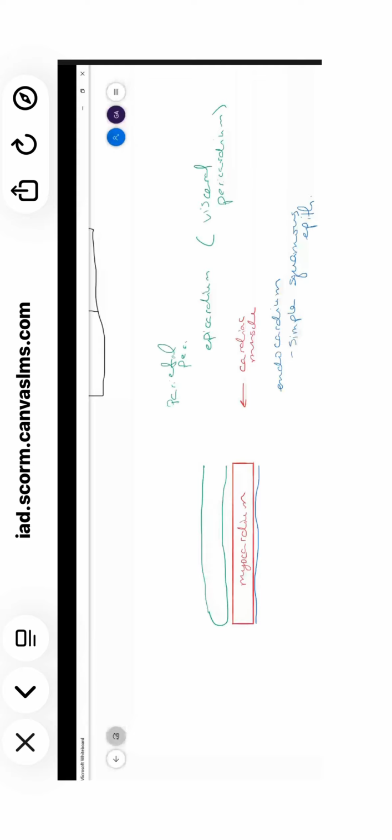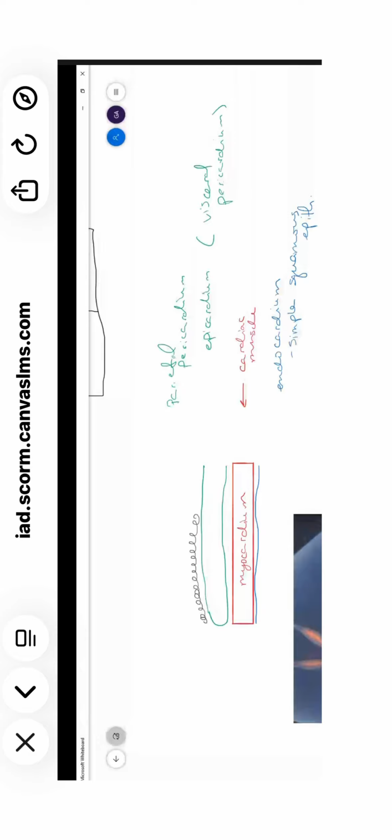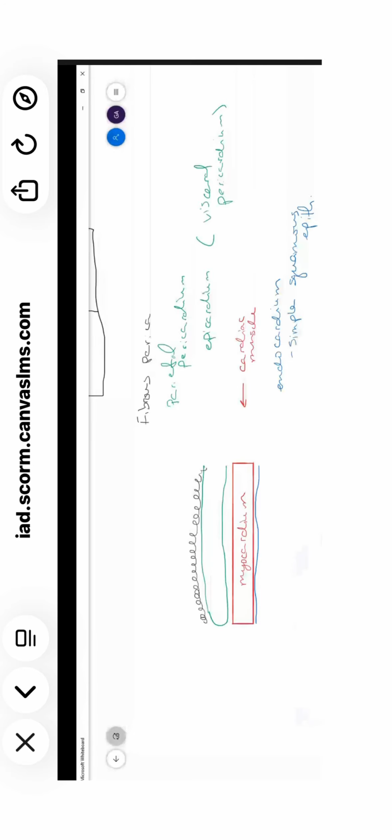So this is just a layer of simple squamous epithelium. We need to back it up with something. So guess what we have supporting that parietal pericardium? You got it, another layer of dense irregular connective tissue. The layer is called the fibrous pericardium. So once again, the endocardium is a layer of simple squamous epithelium but supported by some dense irregular connective tissue. So there's a barrier of dense irregular connective tissue here.